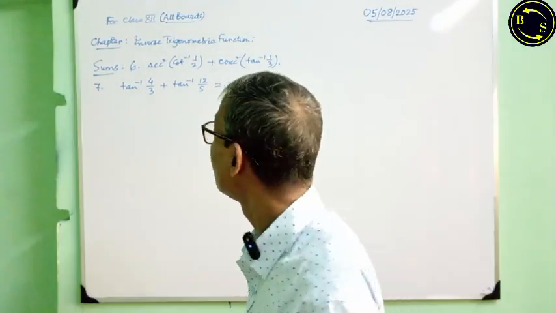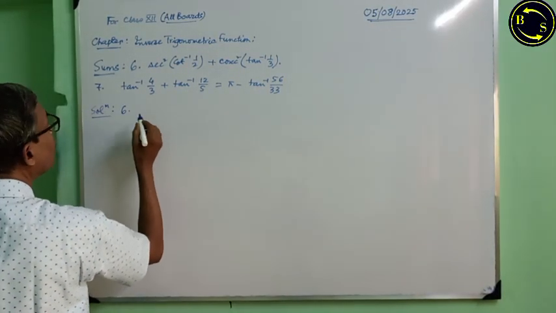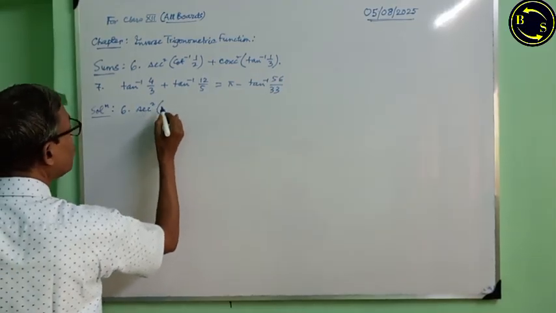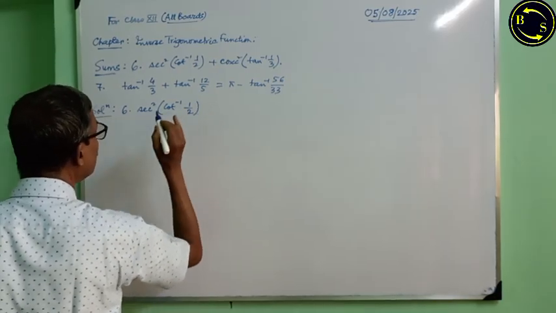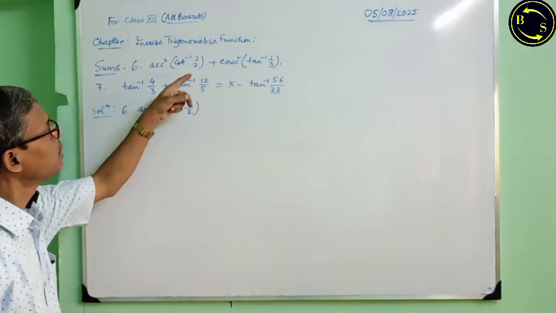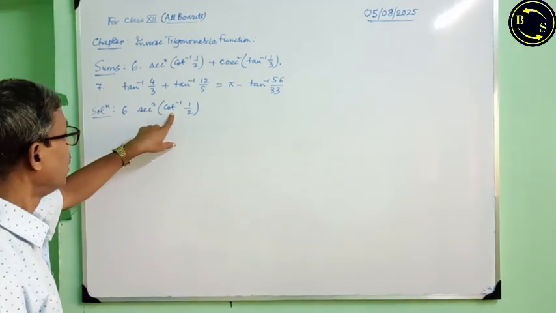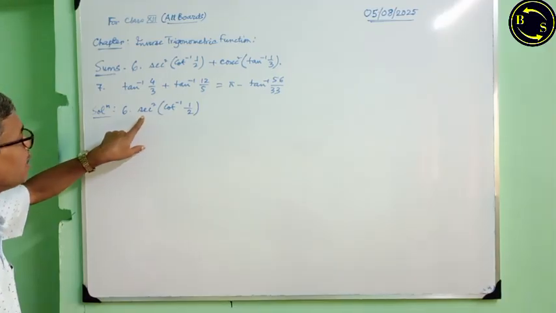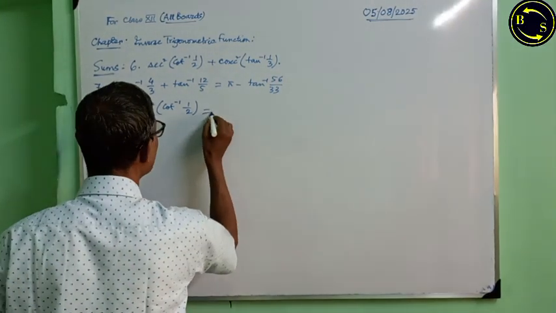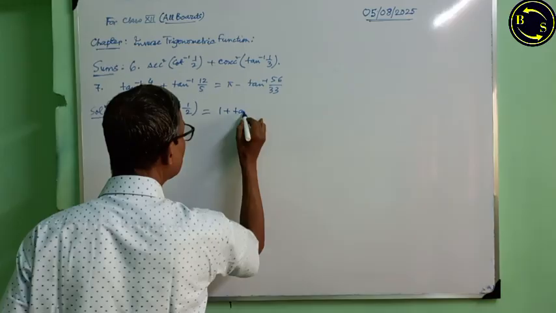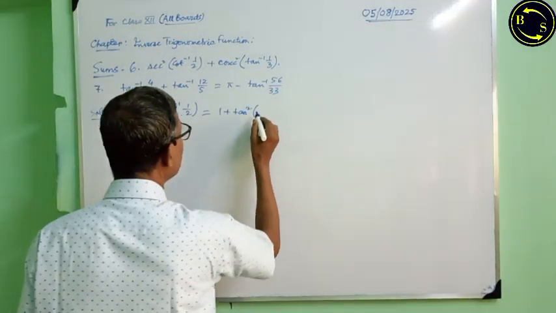Next, I have taken two more sums. I solve now. Sec square cot inverse half. First I find the value of the first part, sec square, and within brackets there is cot inverse. Now if I first express sec square as 1 plus tan square, then it will be 1 plus tan square within brackets cot inverse half, that means tan inverse 2.